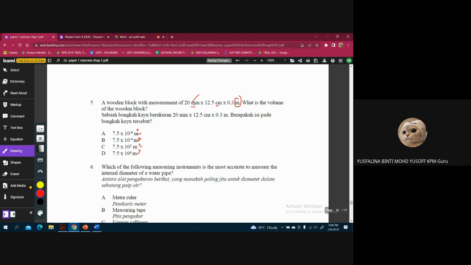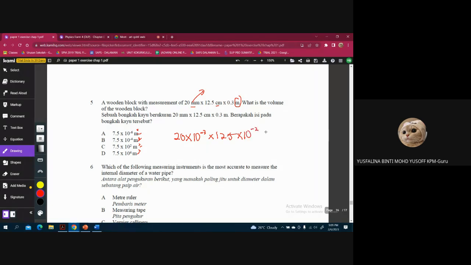Okay, so if it's me, I just change it using the prefix. Okay, but maybe some of you change millimeter to centimeter, then centimeter to meter. It's up to you. Okay, but for me, you just remember the prefix milli is 10 power of negative 3, while centi is 10 power of negative 2.